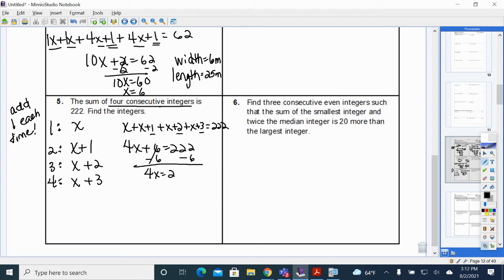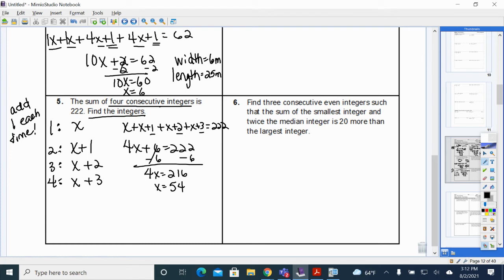And we get 216. And then we're going to divide both sides by 4. And we're going to get 54. X equals 54. Now you're not done.